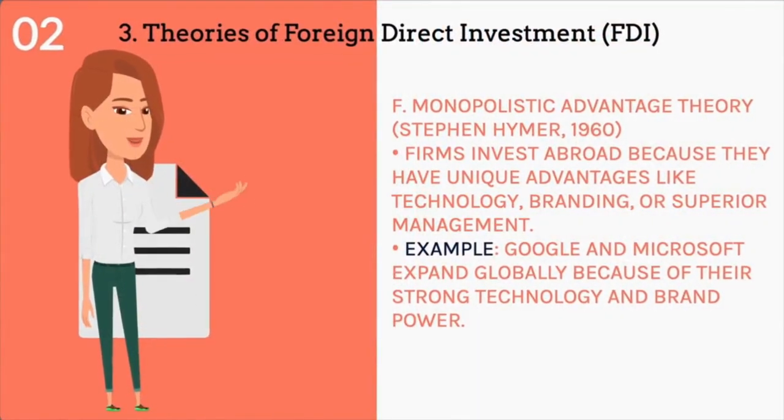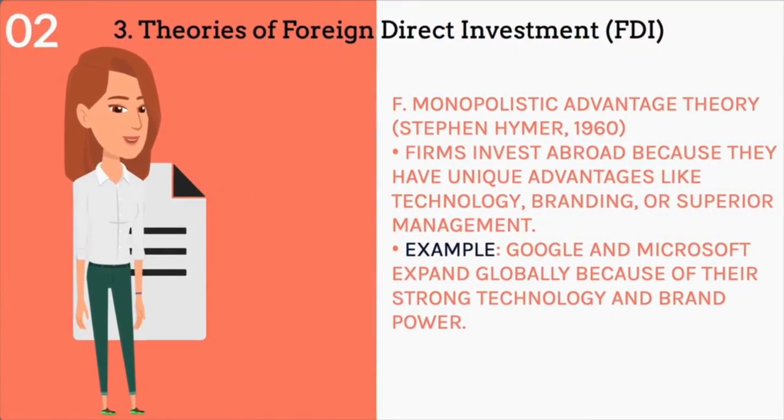Theories of foreign direct investment. A. Monopolistic advantage theory, Stephen Hymer, 1960. Firms invest abroad because they have unique advantages like technology, branding, or superior management. Example: Google and Microsoft expand globally because of their strong technology and brand power.